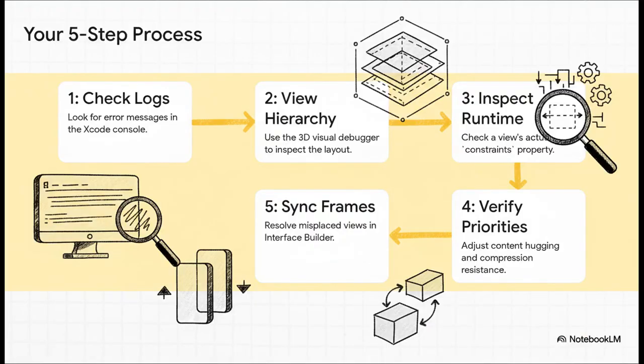So here it is, your 5-step investigative playbook. Think of this as your standard procedure for every case. We always start with the most obvious clue, the console logs. That's where Xcode is literally telling you what's wrong. If that's not enough, we escalate to more powerful visual tools, like the debug view hierarchy. From there, we verify the details. And finally, we resolve everything back in Interface Builder. Mastering this flow is what separates the pros from the people pulling their hair out.